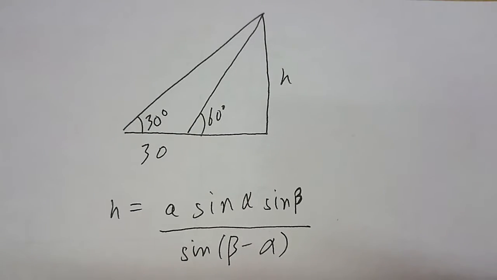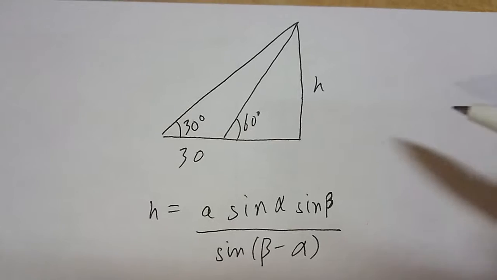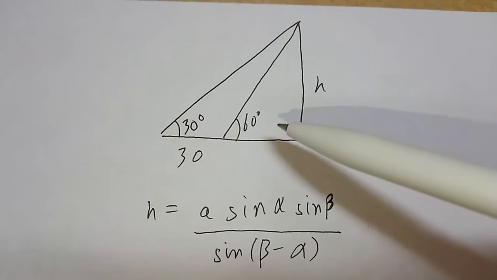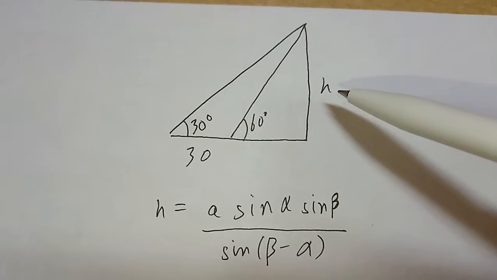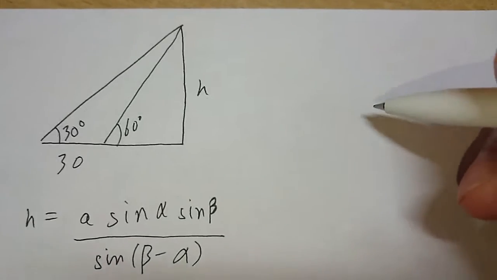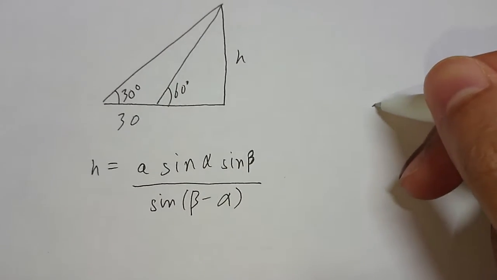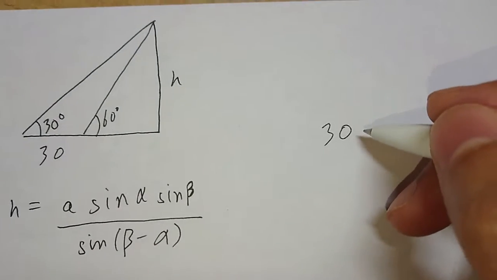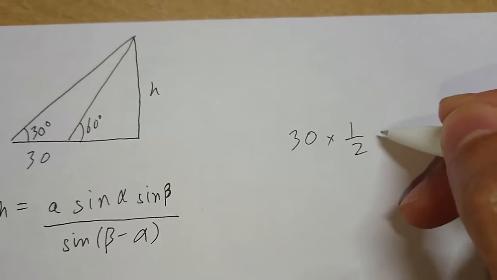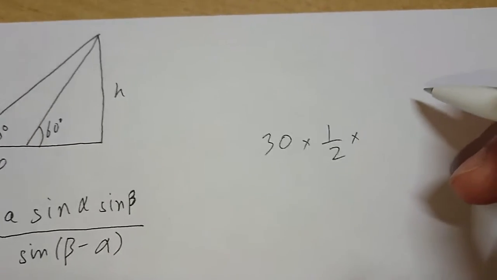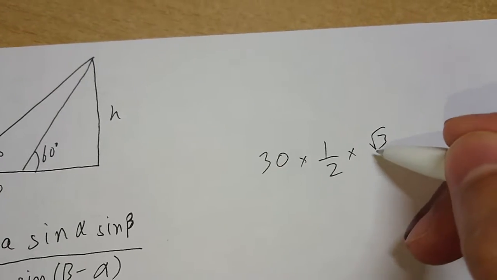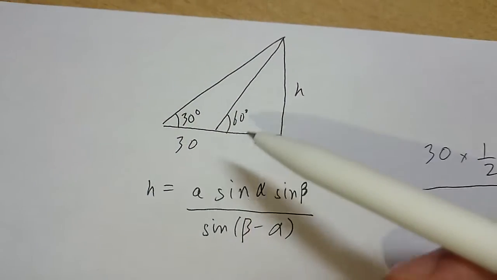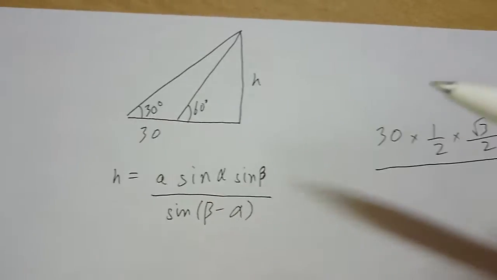Okay, so let's have a look at this example. The A here is 30 meters and the alpha is 30 and beta is 60. I have to find the height of the tower. Let's quickly do this. A is 30 times sine of alpha, sine 30 is 1 over 2, times sine of beta, that is sine of 60 degrees, is square root 3 over 2, divided by sine of beta minus alpha. Here it is sine of 60 minus 30, which is sine of 30 degrees.